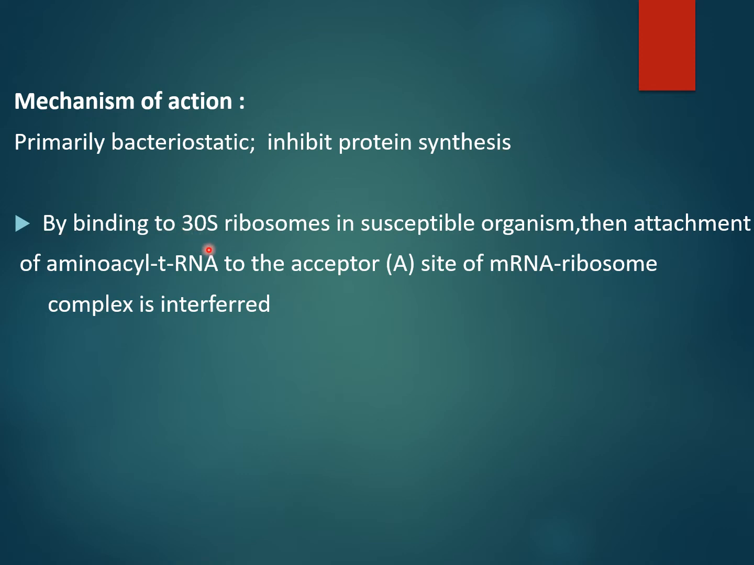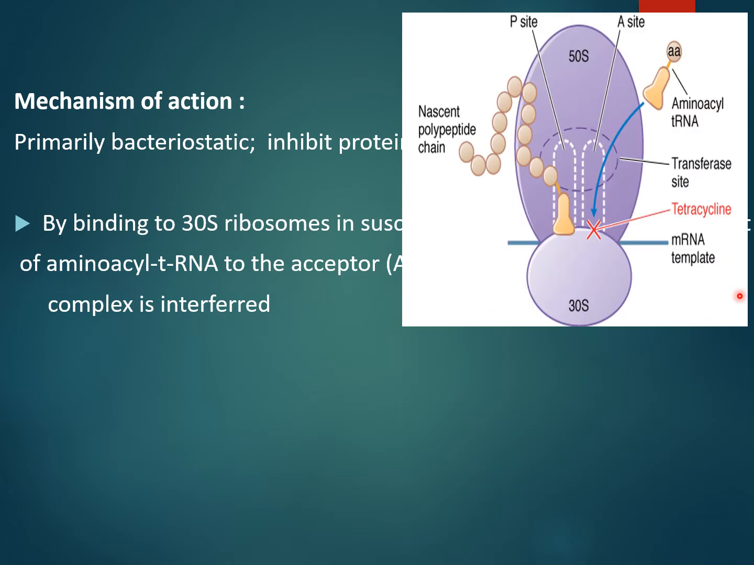By binding to the 30S subunit of the ribosome in susceptible organisms, the attachment of aminoacyl tRNA to the acceptor site of the mRNA ribosome complex is interfered with. That means tetracyclines attach to the A site, the acceptor site of the 30S ribosome. I will tell you in the next slide regarding pictures and all.